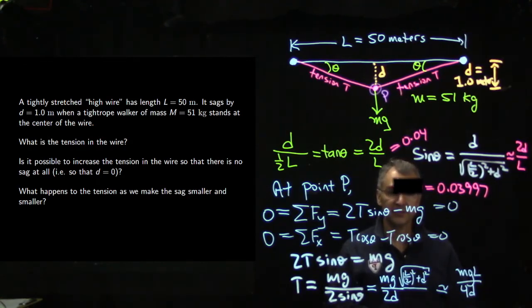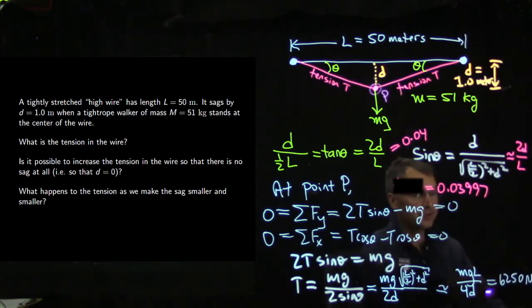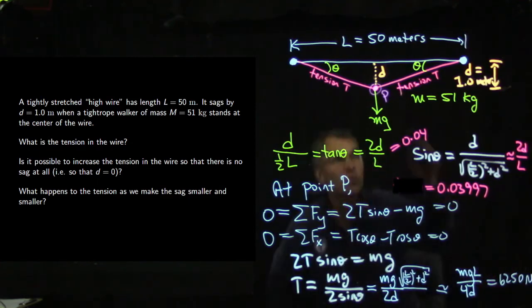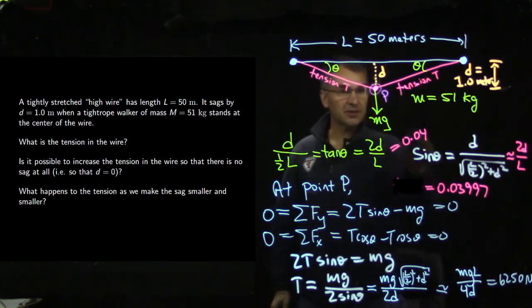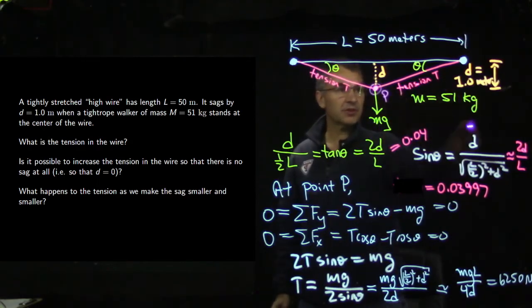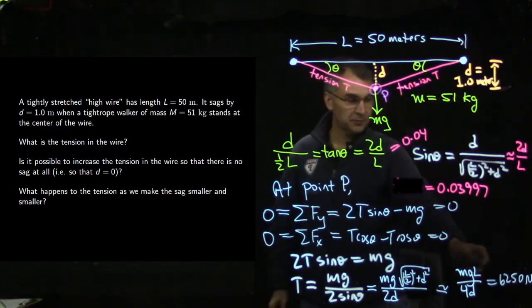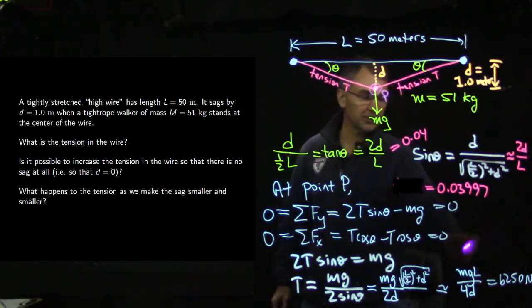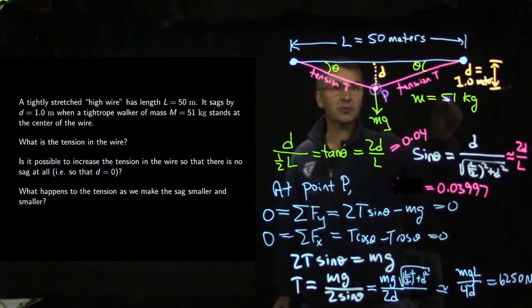So what we get for the tension, if we put in numbers, is 6,250 newtons. What's kind of remarkable about this is the tension in the wire is much, much bigger than the weight of the person. See, the weight of the person is about 500 newtons, but the tension in the string is about 6,000 newtons. So the tension in the string here is more than 10 times as big as the person's weight.